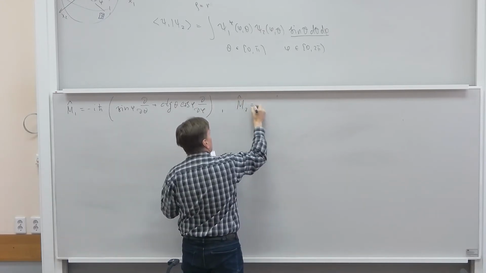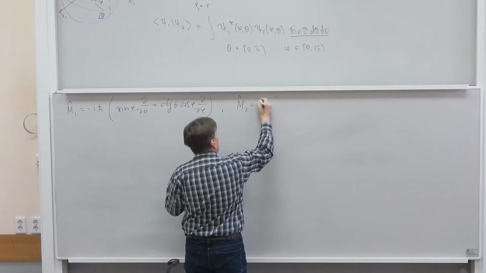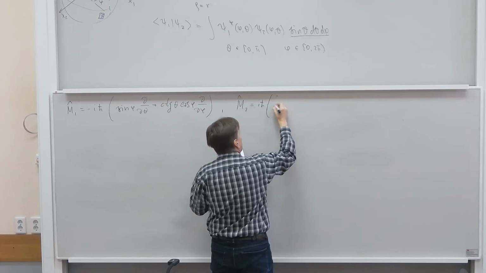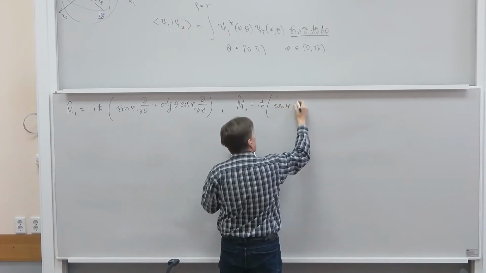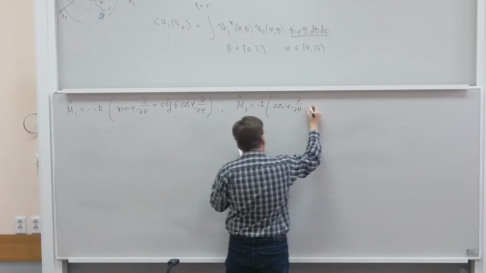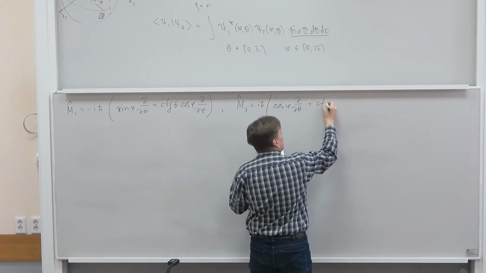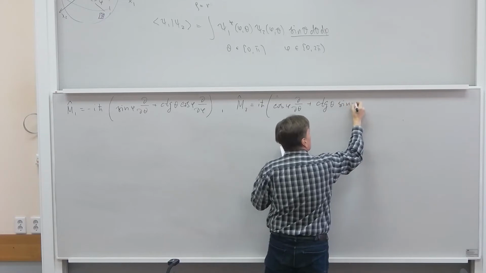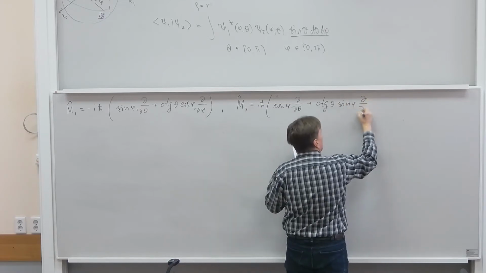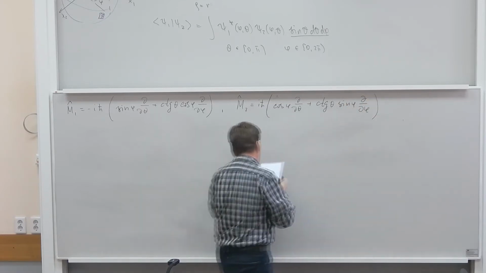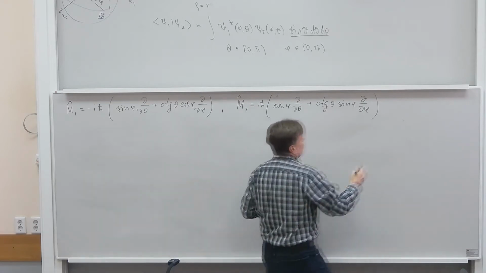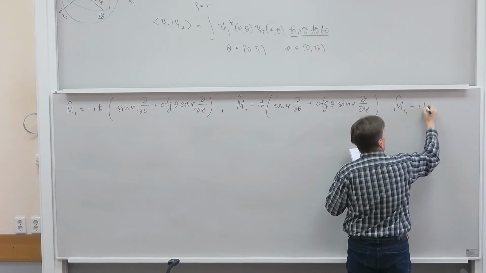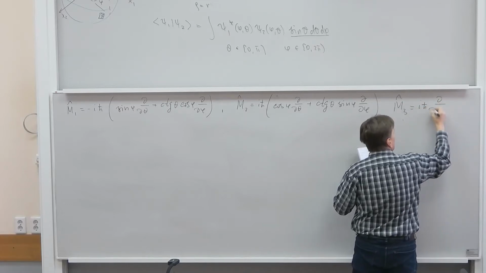M2 is given by i h bar times cosine phi d by d theta plus tangent theta d by d phi. And of course for M3 we have i h bar d by d phi.